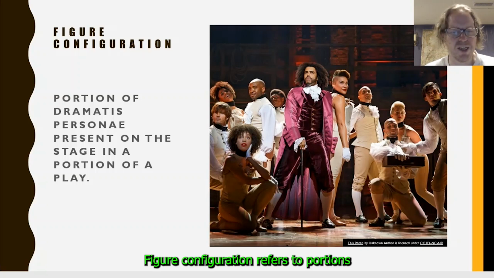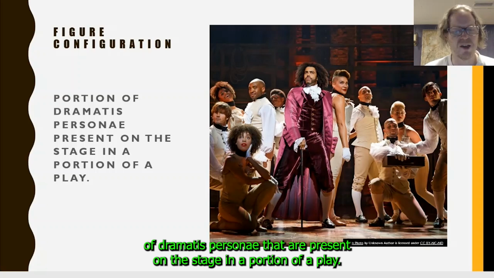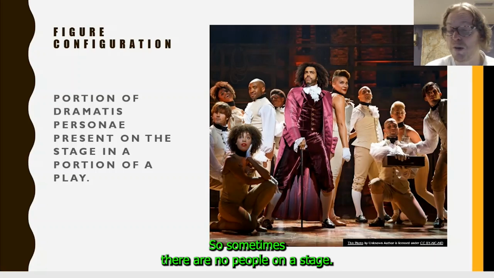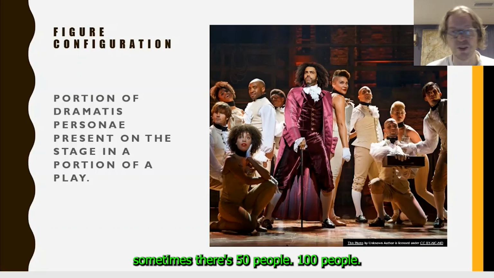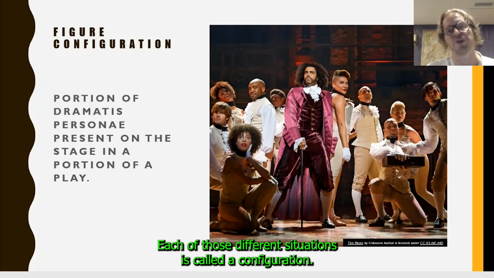Figure configuration refers to portions of dramatis personae that are present on the stage in a portion of a play. So sometimes there's no people on a stage, sometimes there's 2 people on a stage, sometimes there's 3 people, sometimes there's 50 people, 100 people. Each of those different situations is called a configuration.